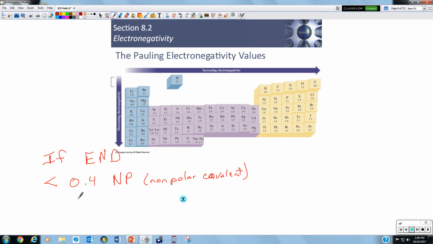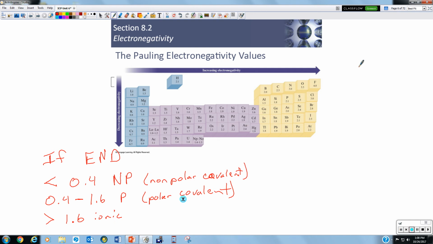The difference, so when you subtract two elements from each other, if you get a number, and I'll do one example, but I don't want to spend a lot of time on it. All right, if it's between 0.4, and notice that there is some overlap, and 1.6, it's going to be polar covalent. And then if it is greater than 1.6, it'll be ionic.